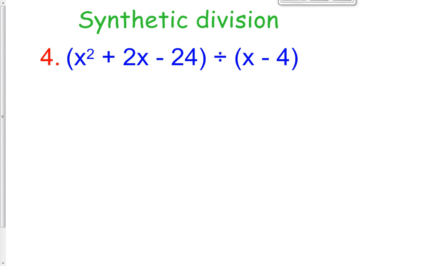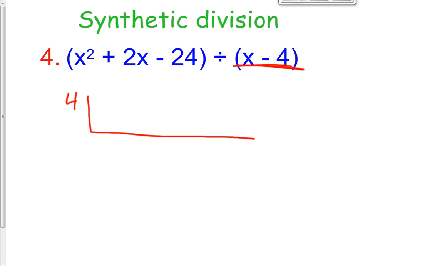What we're going to do here, class, is we're going to have our division bar, except this time it's going to be an upside down division bar. So write that down on your paper. Our divisor still goes on the outside, so x minus 4 goes on the outside, except it's a single number. And it's going to be the opposite of what you see right here. So when you see x minus 4, the number that goes on the outside of our division bar is going to be a positive 4. Whatever you see in here, take the opposite. Put the number on the outside of the division bar.